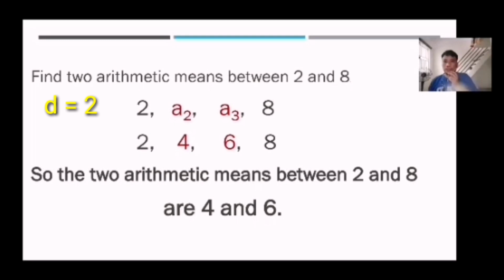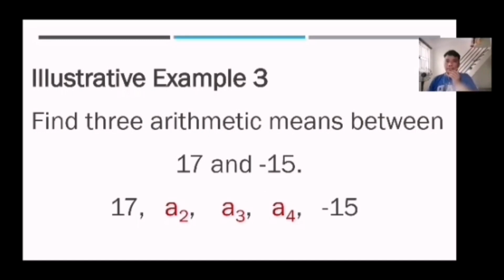To understand this better, let's have one more example. Find three arithmetic means between 17 and negative 15. Okay, so this time we are looking for three arithmetic means. So first term will be 17. We'll be inserting three unknown terms, so that will be a sub 2, a sub 3, and a sub 4, and the last term or the fifth term will be negative 15. So again, we'll be needing the common difference to supply this missing term.